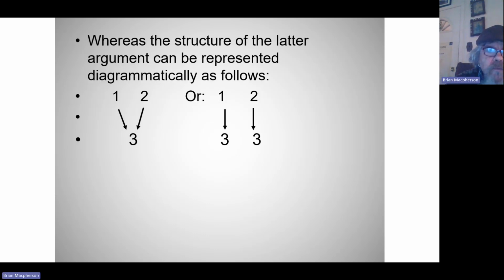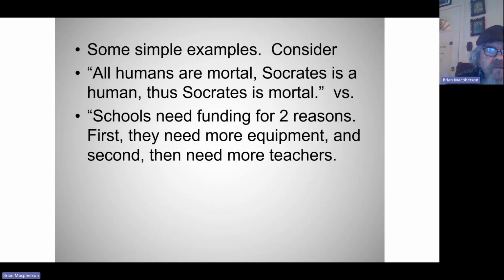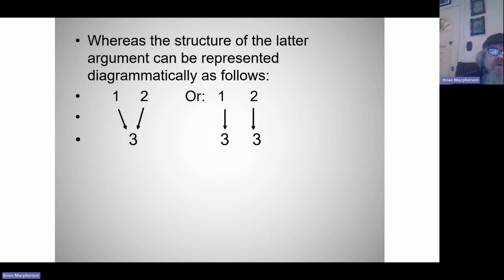Now, with the second argument we looked at, I think it was pretty clear that the premises supported the conclusion independently. So again, let's take a quick look at that. Schools need funding for two reasons. First, they need more equipment, and second, they need more teachers. These reasons are independent of one another, right? Either one of them could constitute a separate argument for the conclusion that schools need more funding. Therefore, the diagram will look as it does on this slide, right?